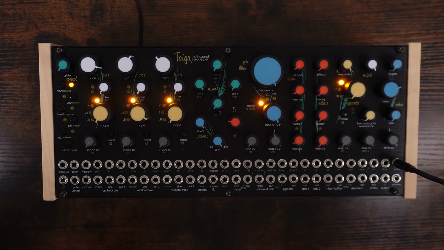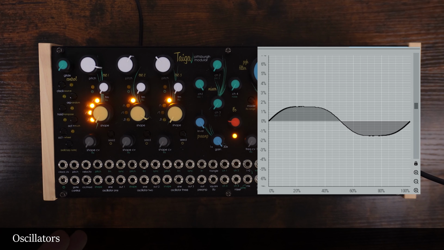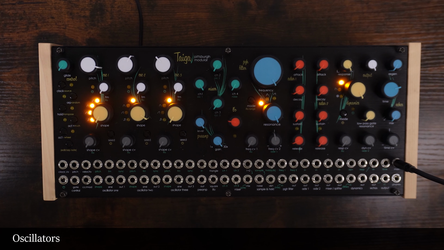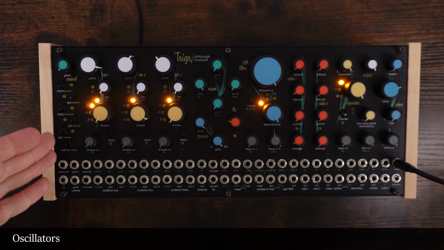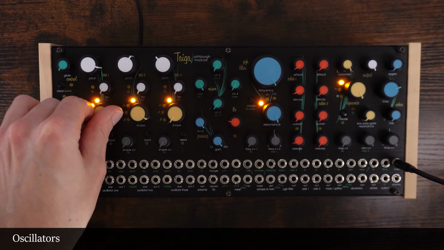Let's have a quick look at the different subunits of the Taiga before showing some sound examples. The Taiga contains 3 identical oscillators based on a cascading wave-shaping circuitry developed by Pittsburgh Modular. Possible wave shapes are sine, warped sine, triangle, warped triangle, saw, warped saw, square, sine and square, and a function that randomly selects the waveform whenever a gate input is received. Each can be folded via the shape button with up to 6 folds.